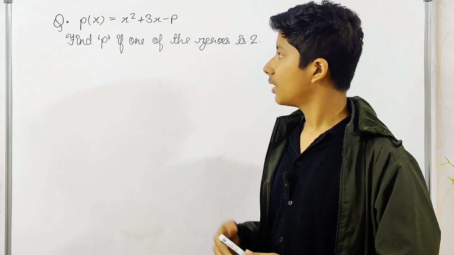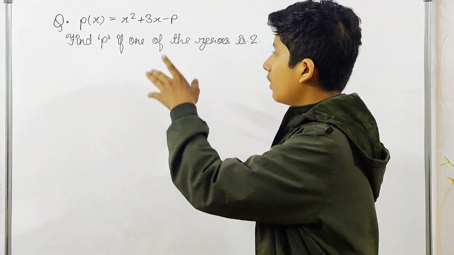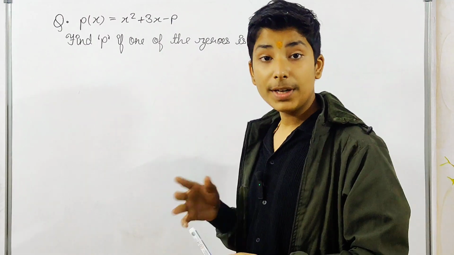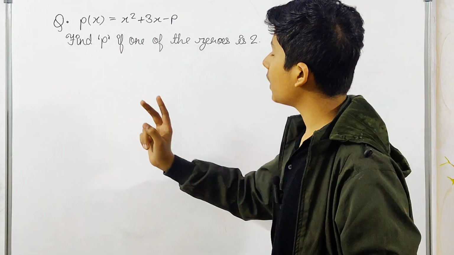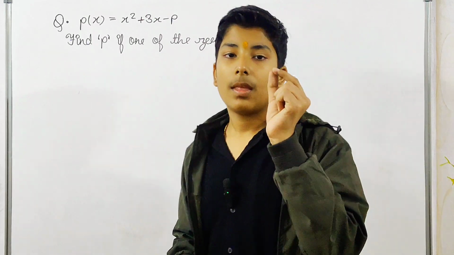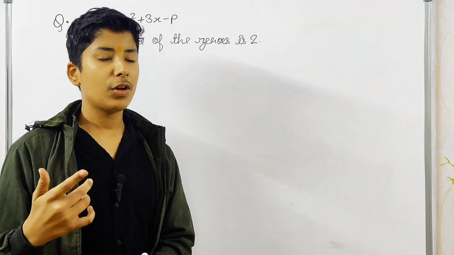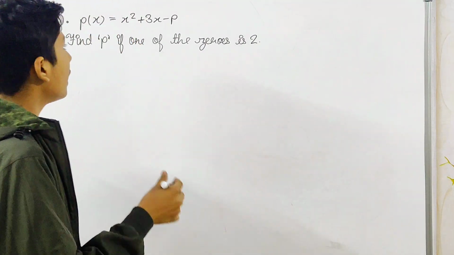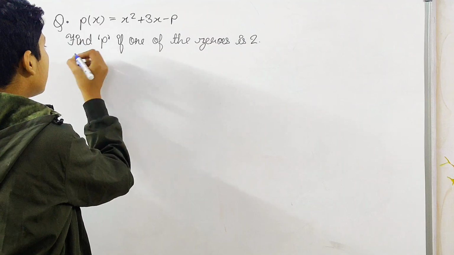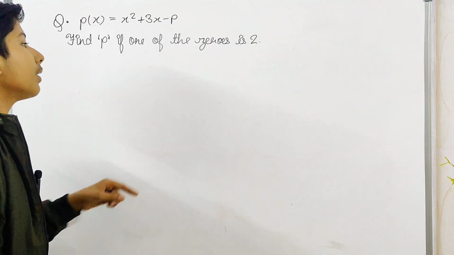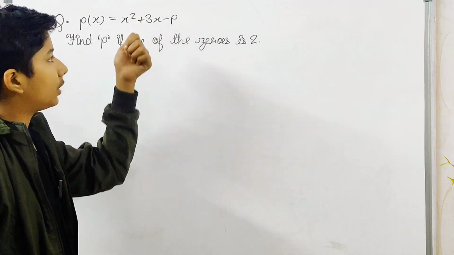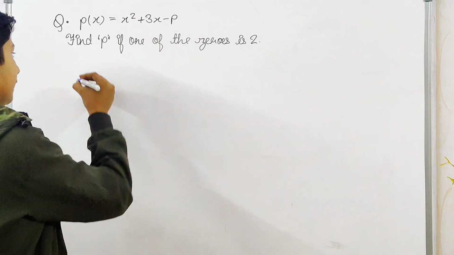Coming to this question, here we have to find out the value of p. What has been given to us? The polynomial is given and one of the zeros, or you can say one of the roots, is given to us. Now we have to find the value of p. So what we do? One zero is 2. So if we put 2 instead of x, the answer will be 0, obviously.